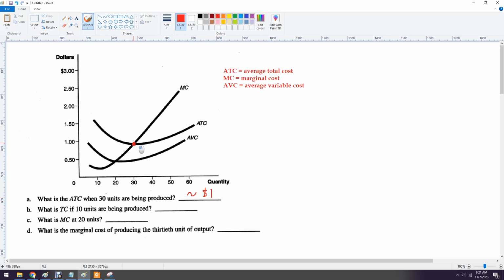Now, notice that's where marginal cost equals average total cost, and that always happens. Marginal cost is always going to equal average total cost at the minimum of the average total cost curve or average total cost function. What is the total cost if 10 units are being produced?